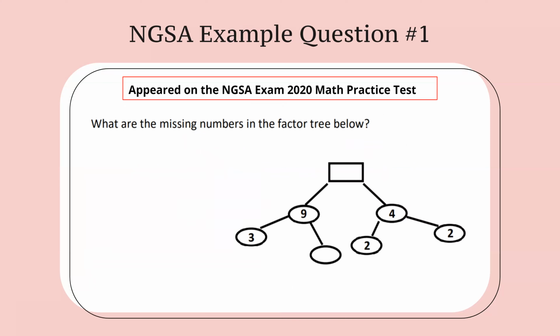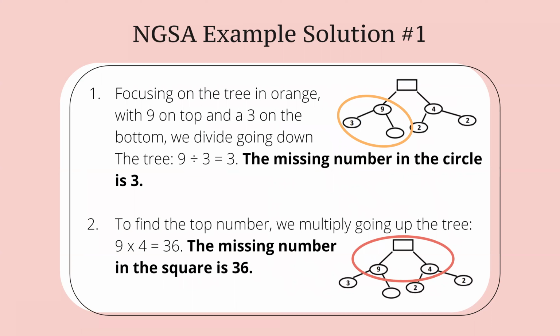Now let's move on to an example problem. This problem appeared on the NGSA exam 2020 math practice tests. So this is good practice if you're looking to take the exam. Here it asks, what are the missing numbers in the factor tree below? See if you can try it out yourself, and then we'll go over the solution together. This is a factor tree. Remember on the slide that when we talked about going up the factor tree, we multiply, and when going down, we divide.